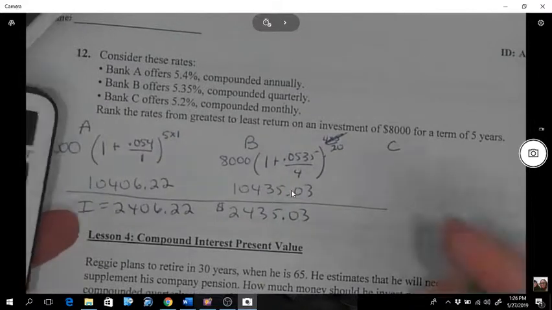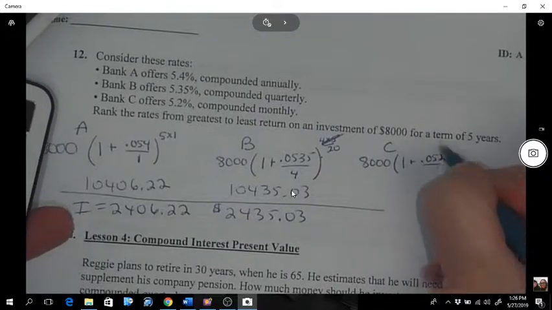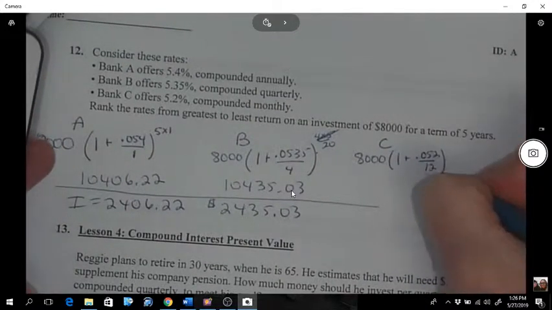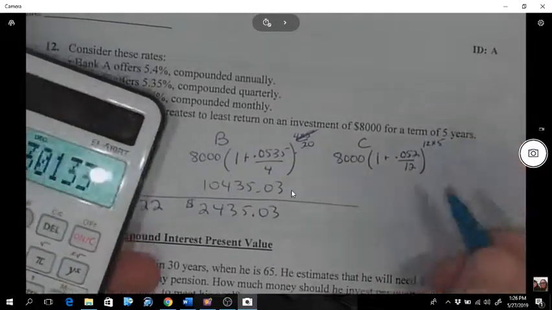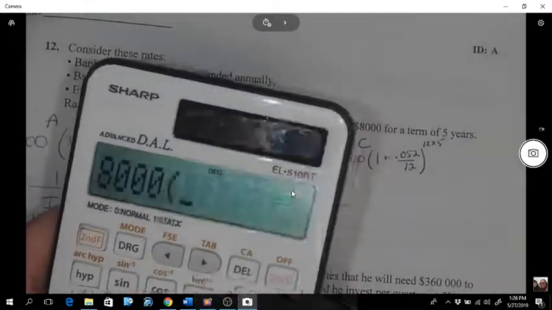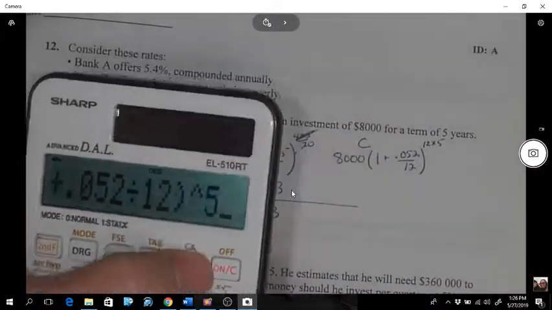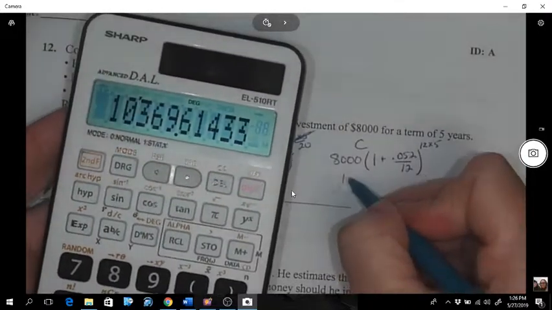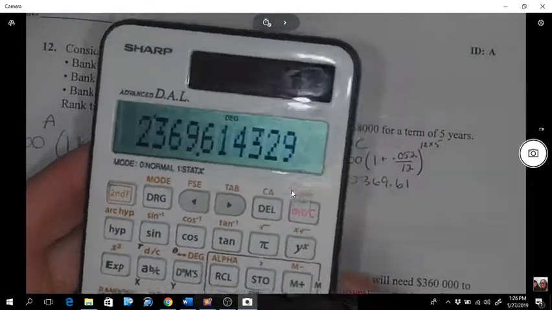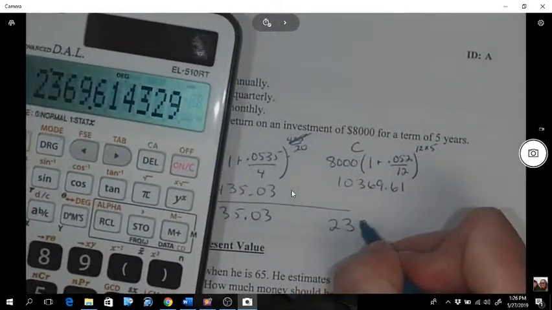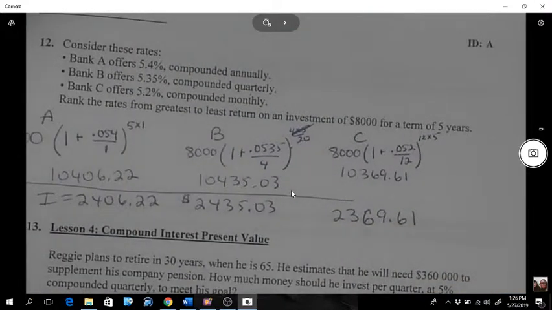And C, so again 8,000 and 1 plus 0.052 divided by 12 for monthly, and then 12 every year for 5 years, or you could write 60 there. So 8,000, 1 plus 0.052 divided by 12, to the 60. Then I'm going to take 8,000 off. So those are all of my interest amounts.